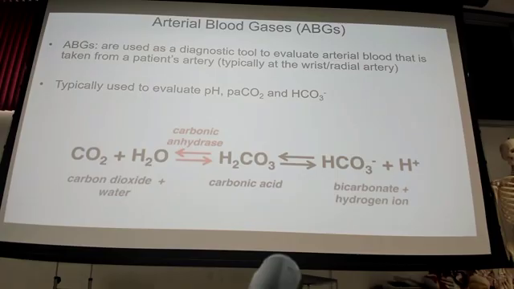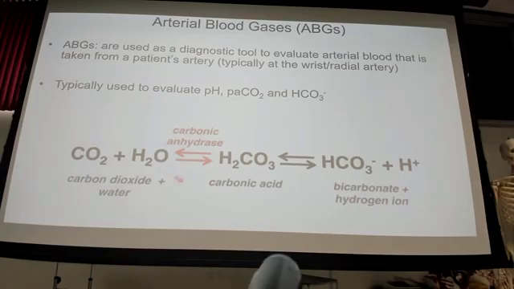So arterial blood gas is basically blood that's drawn in the wrist, from the radial artery. And what we're looking at, there are three parameters: the pH, the partial arterial pressure of carbon dioxide, and the bicarbonate levels. This equation is very important.